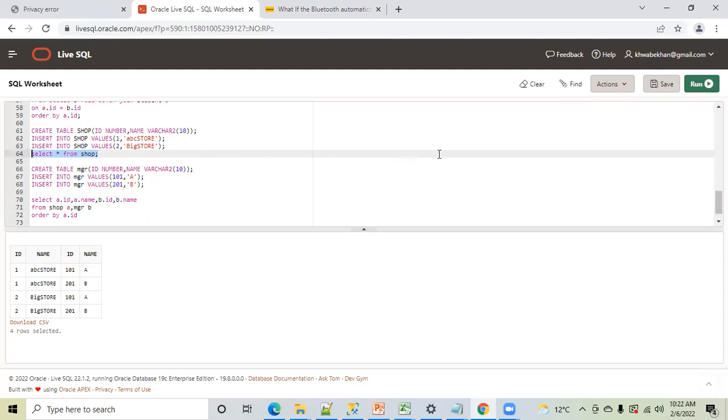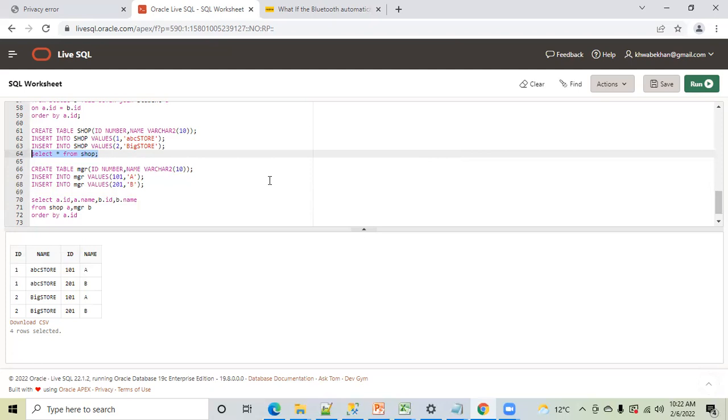In this table, you have joined with shop, that is ID and name. And from the other table, you have joined the other table with ID and name, but you have not mentioned any conditions, so it is showing ID and name.